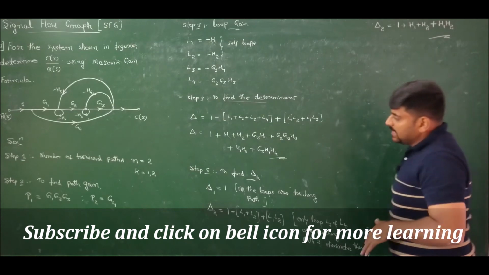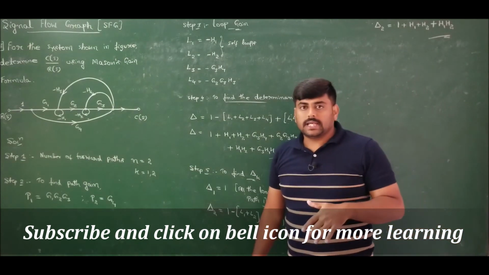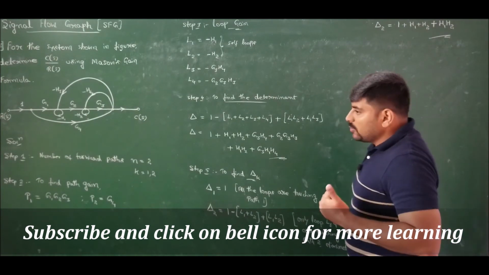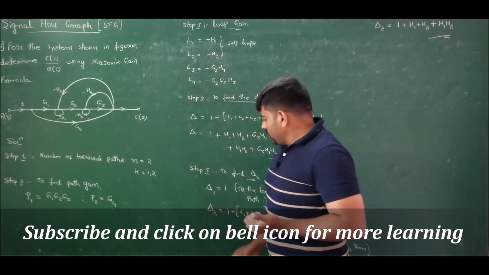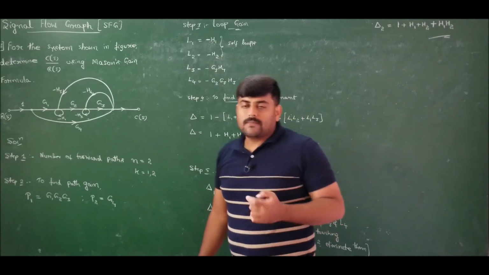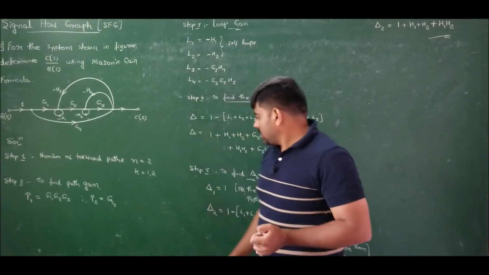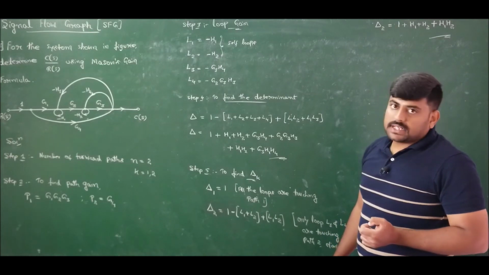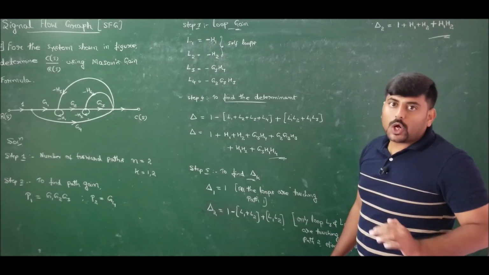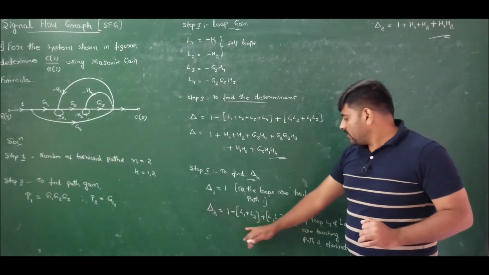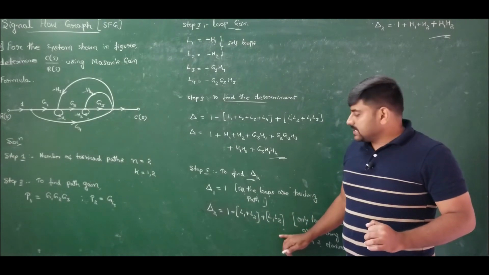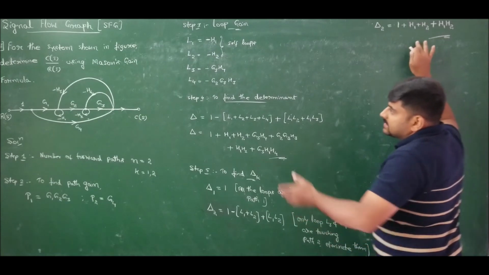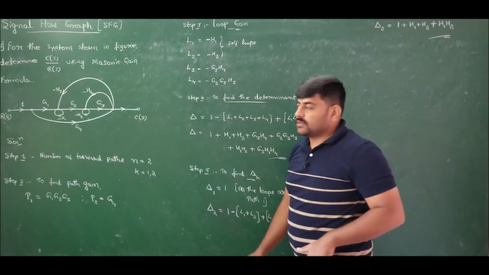Hope the concept is clear to find the value of delta k. For the previous two problems which we have solved, all the loops were touching all the paths. Hence we used to get the value of delta k as unity for all the paths. But here for path 2, L3 and L4 are the only loops which are touching, whereas L1 and L2 are not touching. So therefore we got the value of delta 2 other than unity. Now use Mason's gain formula and find the overall transfer function.